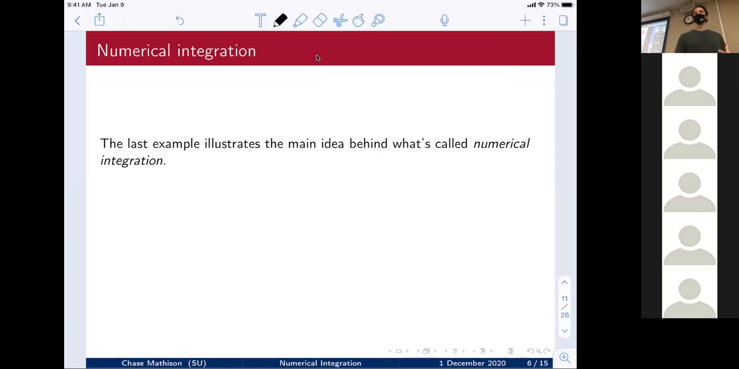That's all it is: replace the area of some curvy object that you're trying to find with the area of objects that you know the area of. Rectangles, we're going to use trapezoids, and we're also going to use parabolas, which we can, through the fundamental theorem of calculus, find the area under pretty easily, and then use that to get a better approximation for the area.